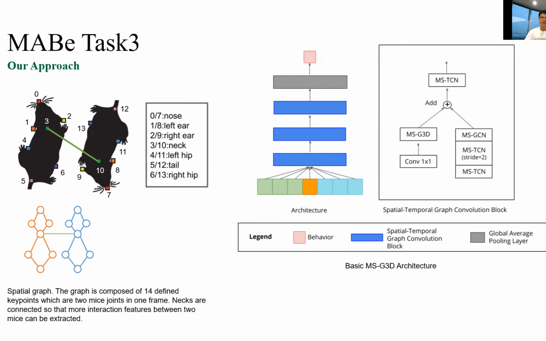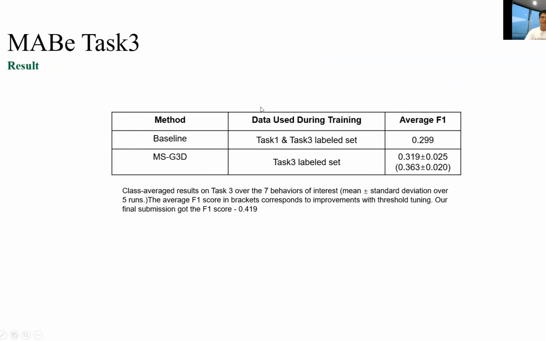We have used it in a real-time industrial project. The table here is the cost average results on Task 3 over 7 new behaviors. MSG3D here is a single model, and it was only trained on the Task 3 label set. We can find the average F1 score here is better than the baseline model. And in our final submission, we ensembled different MSG3D models, and we got an F1 score of 0.419. It's a big improvement. That's all. Thanks. Have a nice day, guys.